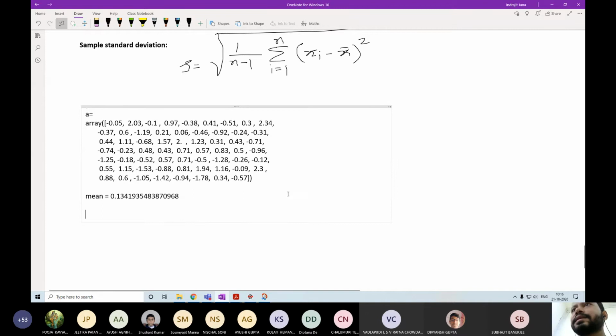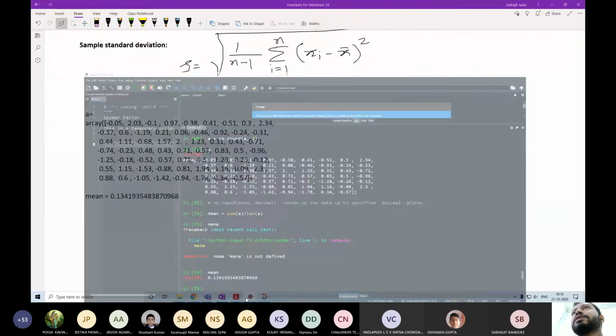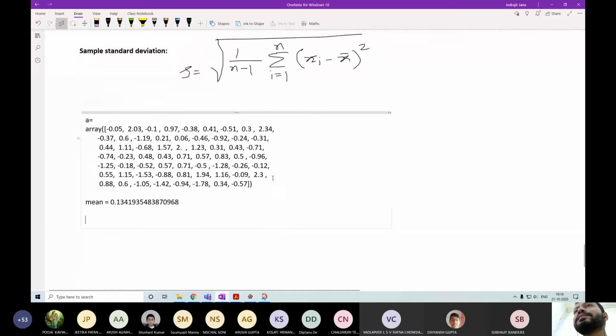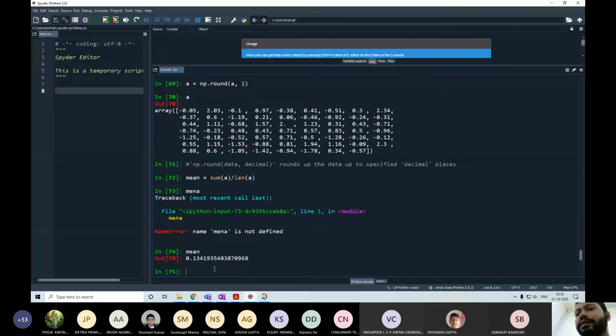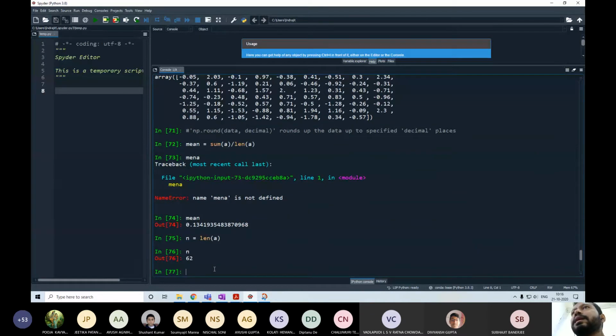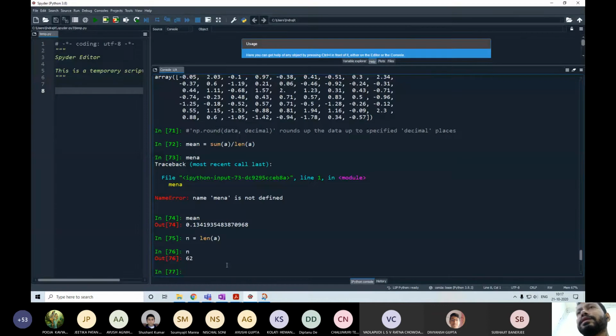To calculate the variance, what do I do? I'm going to use this alternative formula, which is 1 over n minus 1 and summation xi square minus n times x bar square. So let's store n with this variable. So n is equal to the length of the data set, which is 62. And now what do we want to do next? We want to calculate the sum of xi square. So sum square.